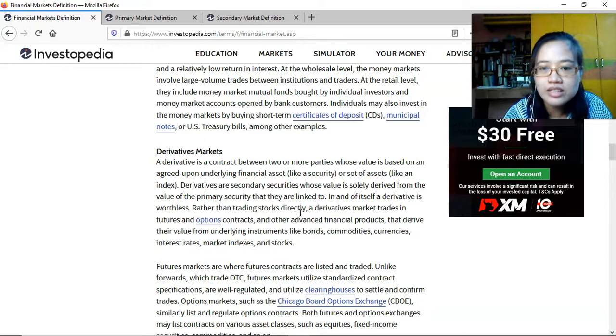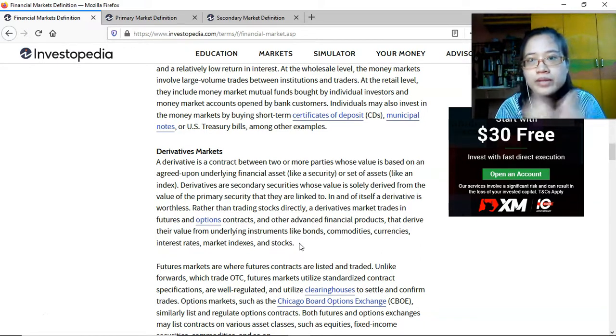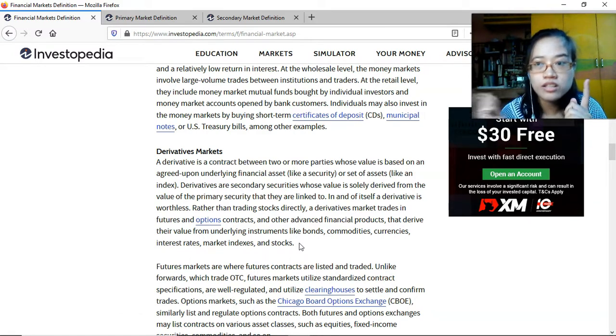Rather than trading stocks directly, a derivatives market trades in futures and options contracts and other advanced financial products that derive their value from underlying instruments like bonds, commodities, currencies, interest rates, market indexes, and stocks. For example, there's company A and then company B. Company A would like to buy a machine from company B, but company B is, let's say, situated in the US. So company A, being a Philippine company, would need to purchase foreign currency, US dollars, so that he could purchase the machinery from company B.